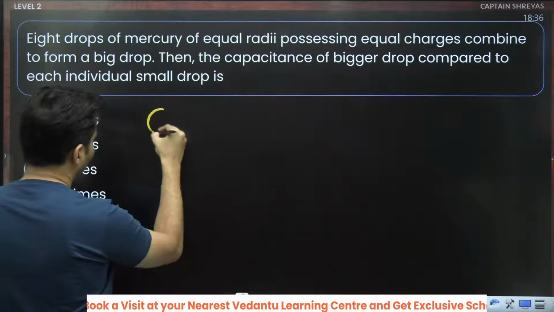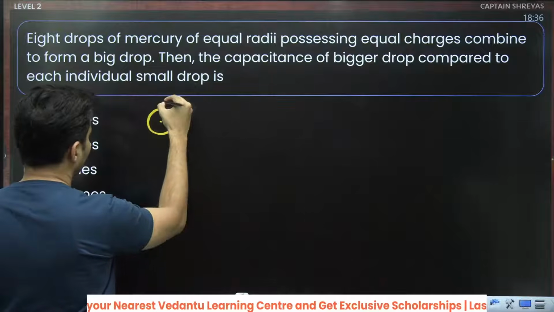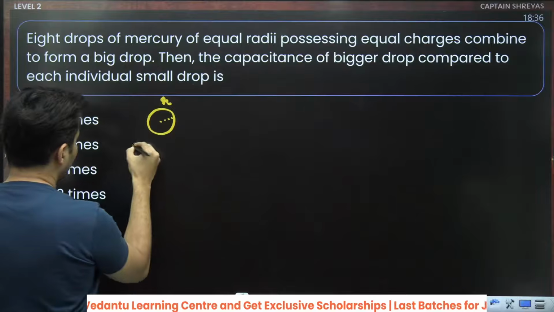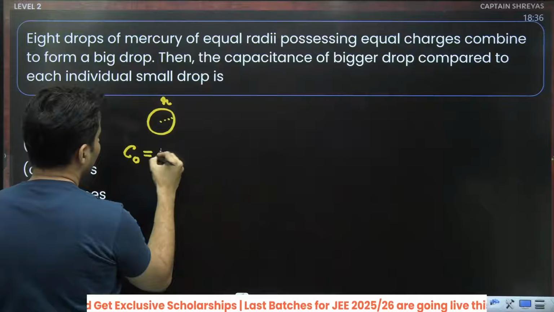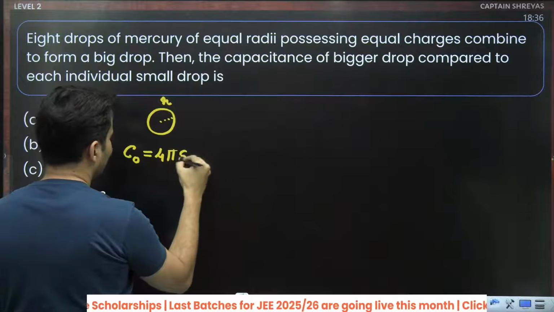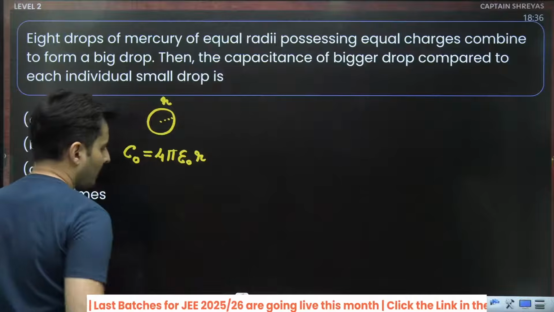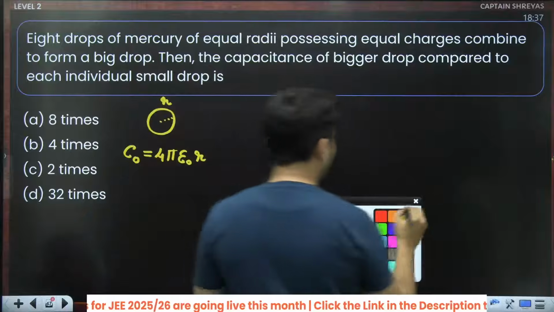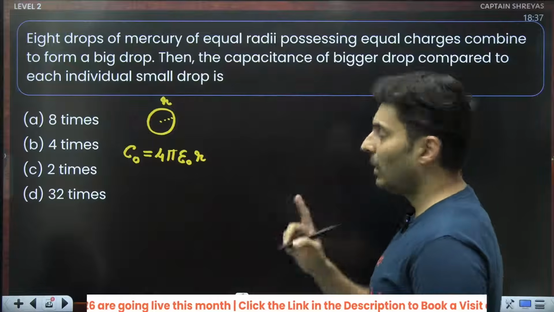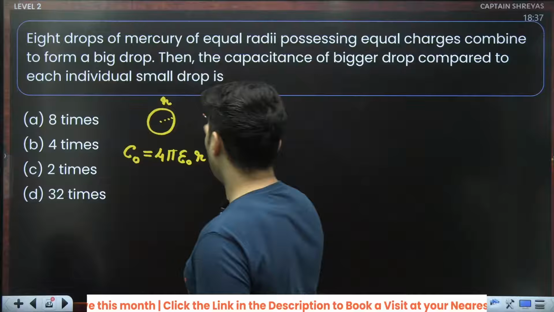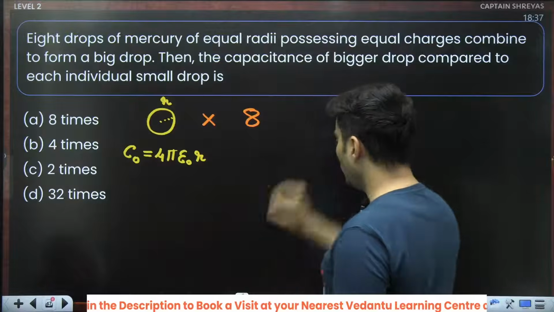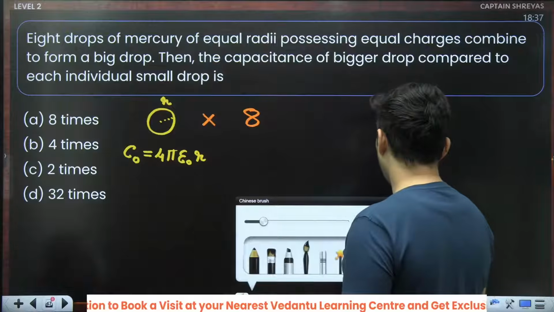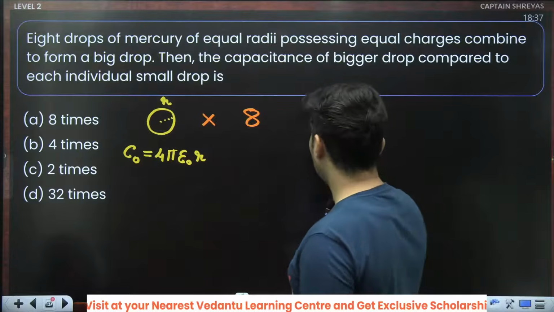If you take a small drop having some radius r, the capacitance of that small drop, let's say I call it C naught, will be 4 pi epsilon naught small r. But now what you are doing is basically you are taking how many such drops? 8 of them. So you multiply such 8 drops to find the new bigger drop's volume and hence the radius.